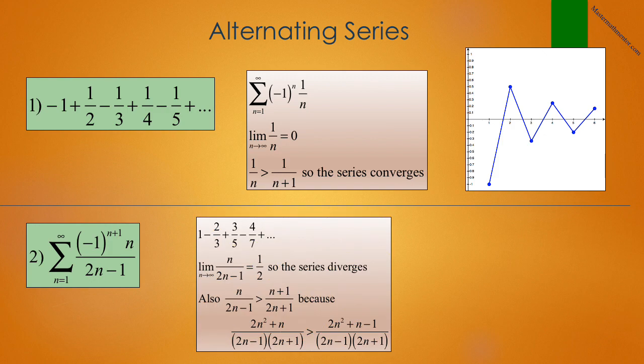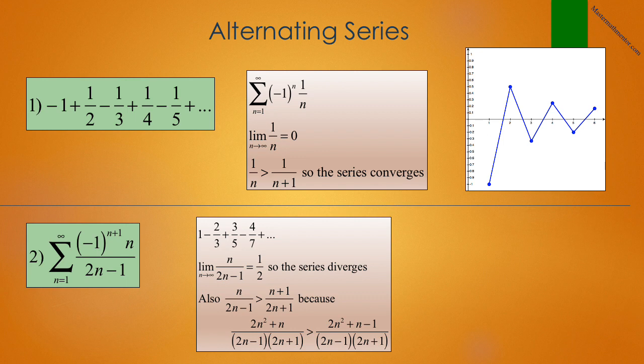We first write out our series term by term. 1 minus 2/3 plus 3/5 minus 4/7 plus dot dot dot. This is clearly an alternating series. So we apply our alternating series test, starting with the nth term test, and look at the limit as n approaches infinity of n over 2n minus 1, and we get 1/2. This is not equal to 0, so right away we know the series diverges and we can stop.